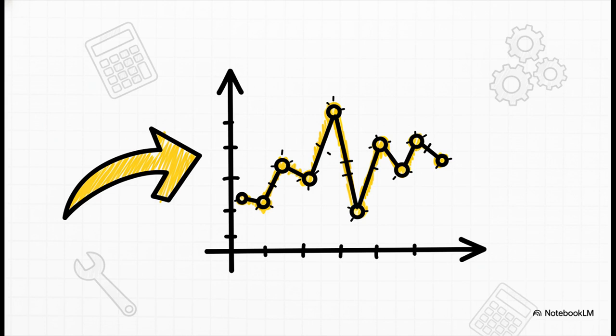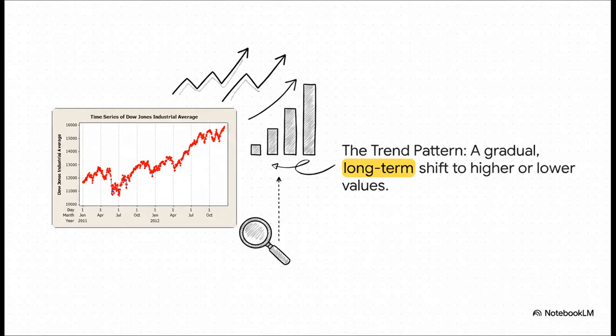A simple graph of your data over time, a time series plot, is the single most powerful tool you have. It's like turning on the lights. Suddenly you can see the fundamental shapes and patterns you're dealing with. Let's look at one of the most common patterns you'll spot, a trend. Take a look at this plot of the Dow Jones. You see all those little daily ups and downs, right? The jitters. But if you kind of step back and squint, you see the bigger picture, a gradual, long-term shift to higher values. That's the trend.